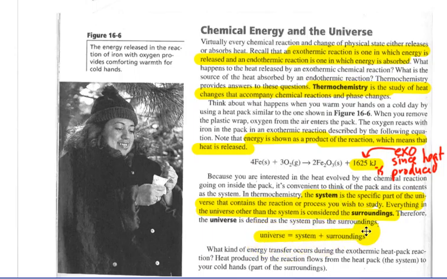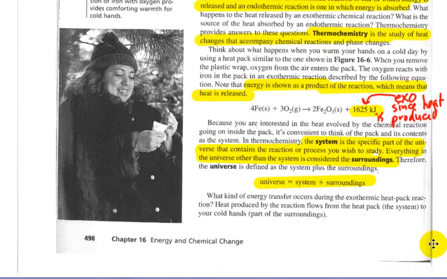In chemistry and thermochemistry, we talk about the system and surroundings and universe. The universe consists of the system and surroundings. The system, we can think of as where our reaction is happening, and surroundings is everything around it. So in this case of rusting iron, the reaction is occurring in the system, surroundings is around it, so heat would be exiting the system and going into the surroundings. Okay, so that's an exothermic reaction.